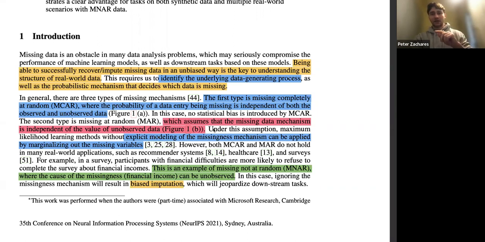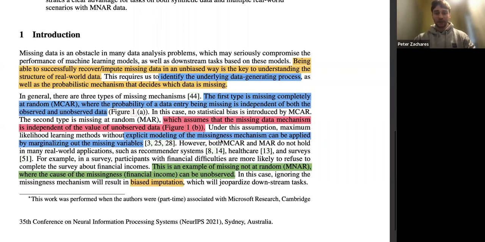So in this case, your missing mechanism is dependent on your feature values, whatever small x is in the sample, but it's only the ones that you can see in that sample. In which case you have all the information you need to also learn the missing mechanism. And if you know the missing mechanism, then you can try to impute values as well.